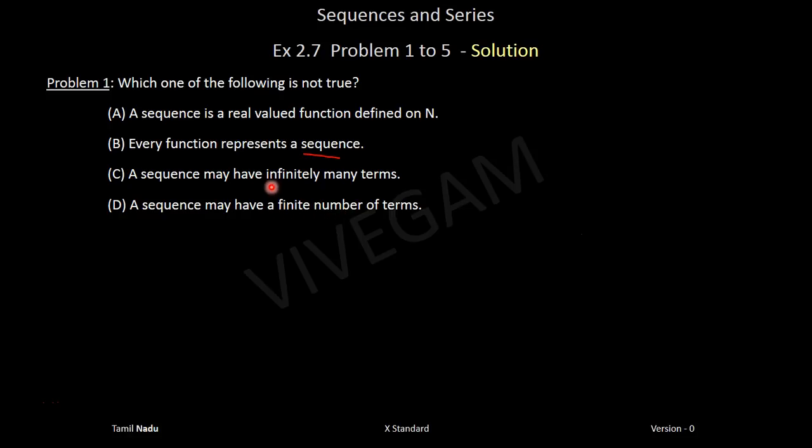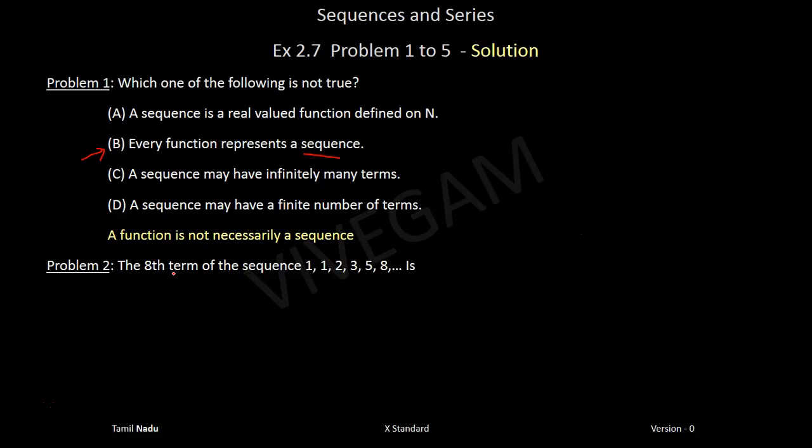This is true: a sequence may have infinitely many terms. That is also true: a sequence is a real valued function defined on n. But every function represents a sequence? A sequence represents a function, but a function may not necessarily represent a sequence. So in this case, this is the false one actually, right? All other statements are true. Okay, right.